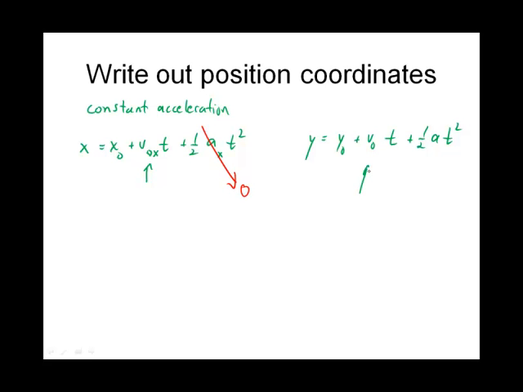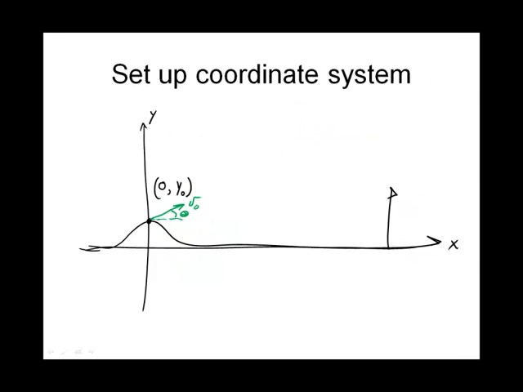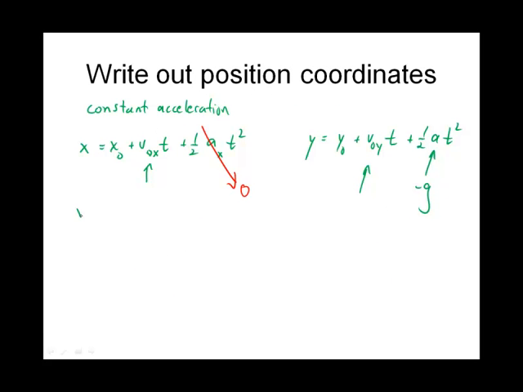Then the y component of the velocity must be v naught in the y, and the acceleration due to gravity is minus g in the y direction. Minus because it points down. And if we go back to my coordinate system, you'll see that positive y is pointing up. So I can rewrite this as x equals x naught plus v0 cosine theta t, and y equals y naught plus v0 sine theta t minus 1/2 gt squared.